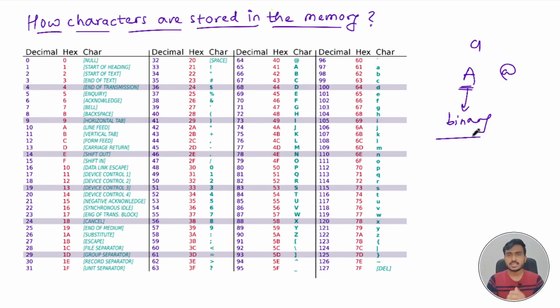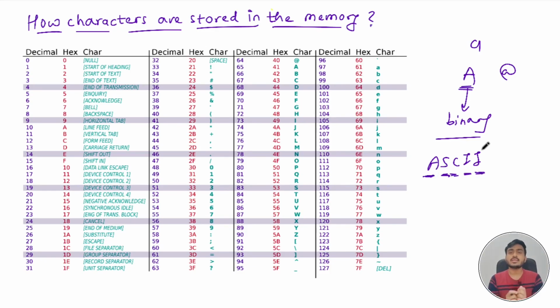For this, there is a very interesting table, or a very interesting concept, that is used by almost all the programming languages, which is called the ASCII table. Okay, I'll just tell you the full form. It goes like this: American Standard Code for Information Interchange. So what is the full form? American Standard Code for Information Interchange.